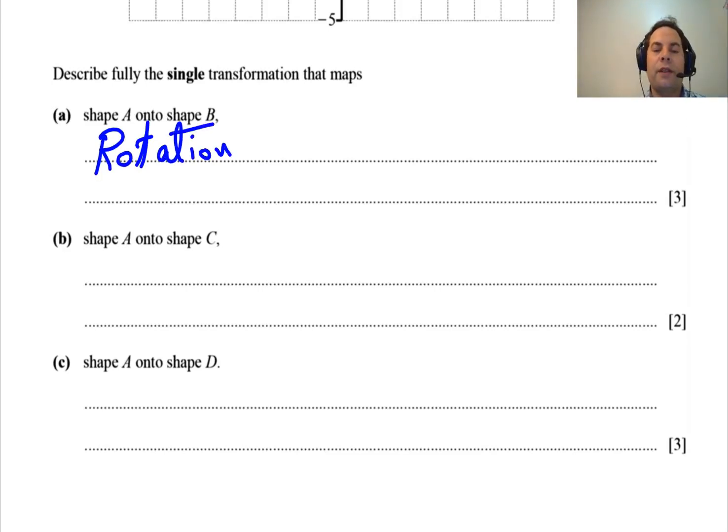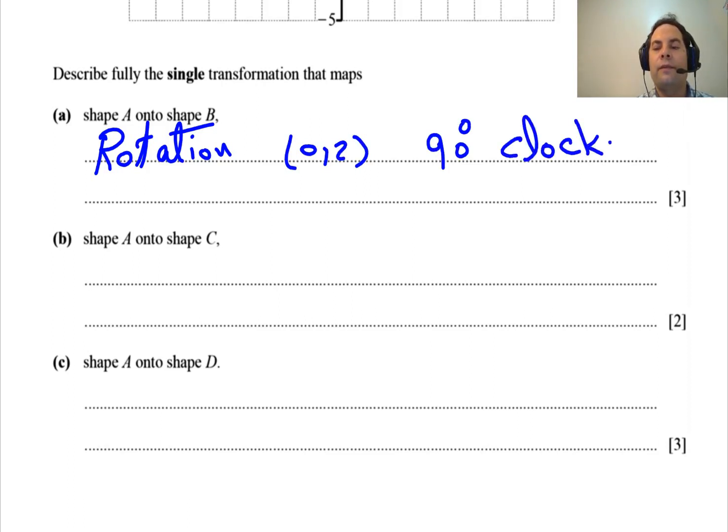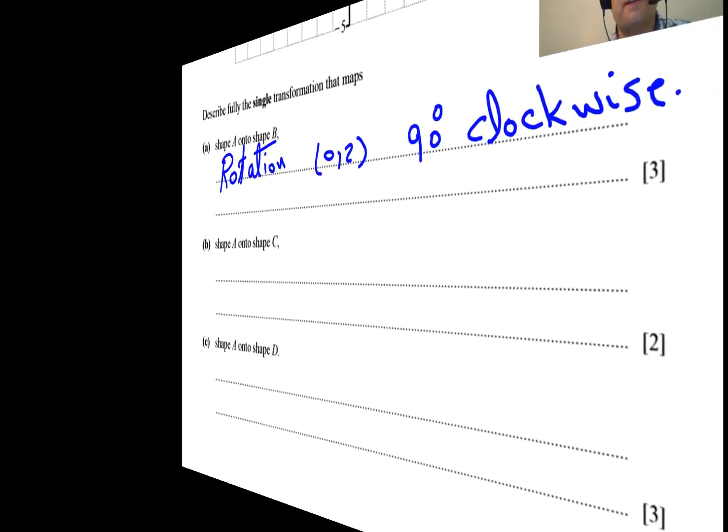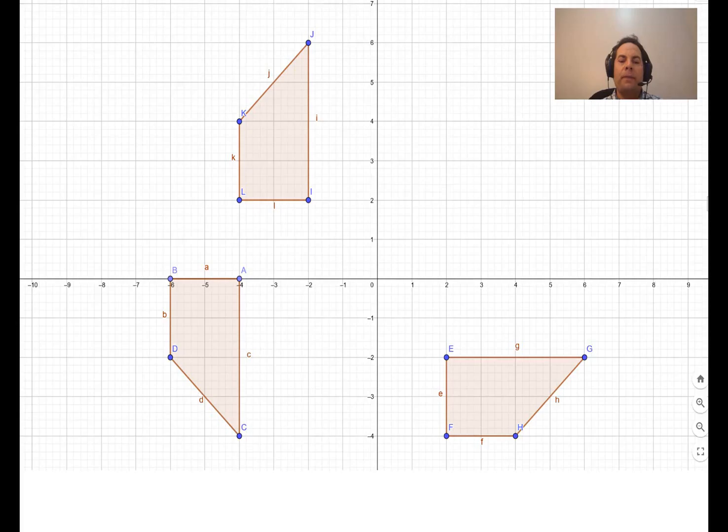This rotation, its center is (0, 2). The angle of rotation is 90 degrees clockwise, or you can say 270 degrees anti-clockwise. In part B, which transformation maps A to C?